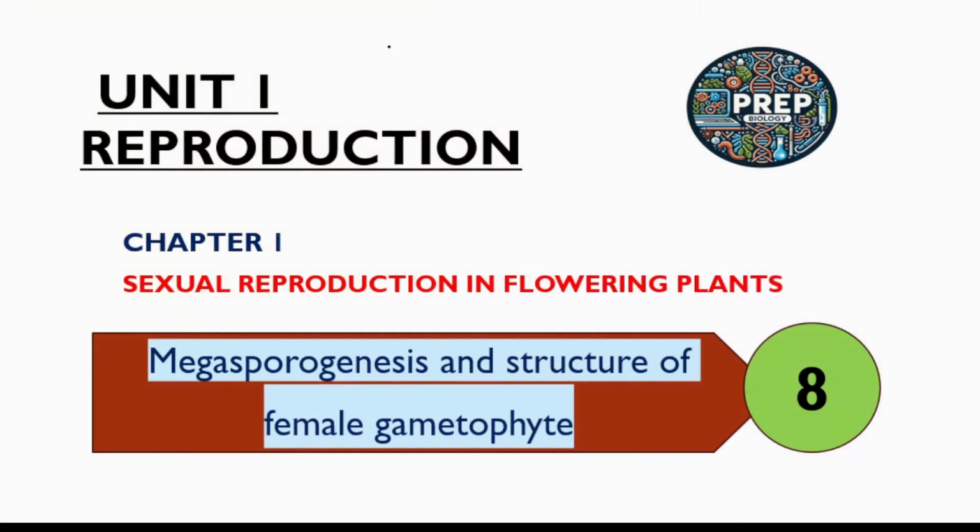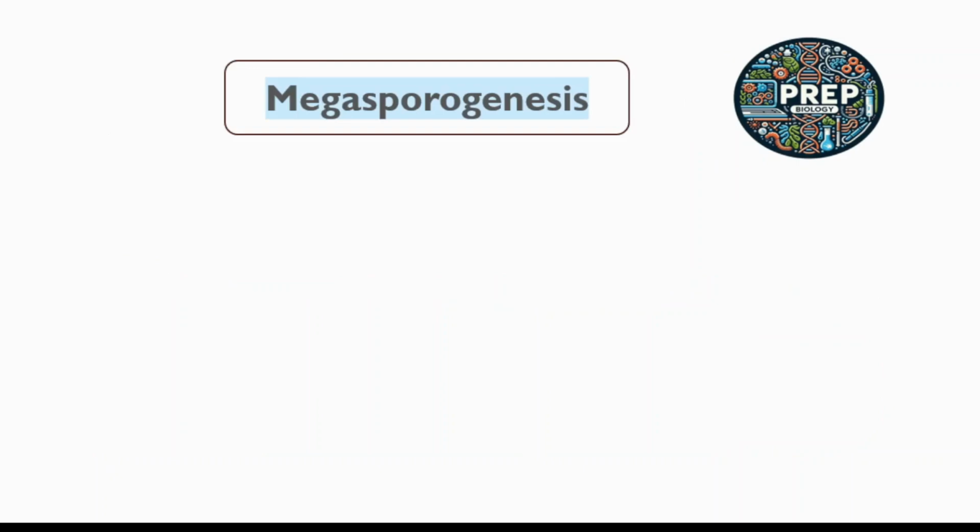So, continuing with Unit 1 of Class 12th Biology, that is reproduction, we have started chapter number 1 of this unit, that is sexual reproduction in flowering plants. This is class 8th of this series, and in this lecture we will understand the process of megasporogenesis and the structure of the female gametophyte. Let's start with the lecture.